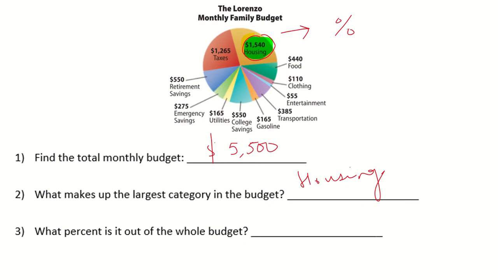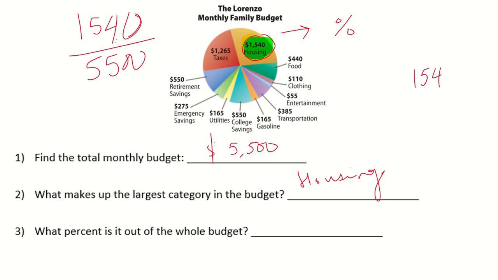Well, we take 1540 housing over the total, which is 5,500. We divide to get some percent out of 100, right? So this is a division basically. 1540, top in, bottom out. So what I'm doing is 1540 over 5,500. I'm going to work this out right here.